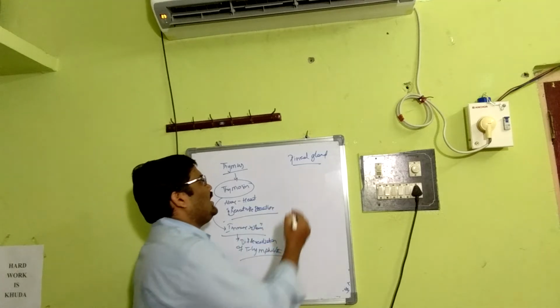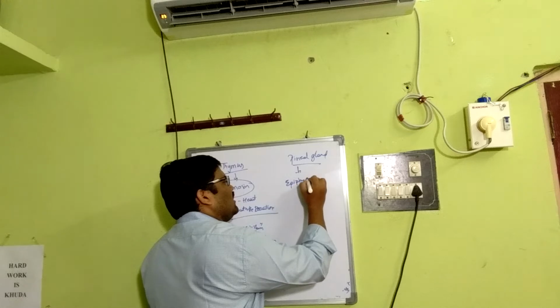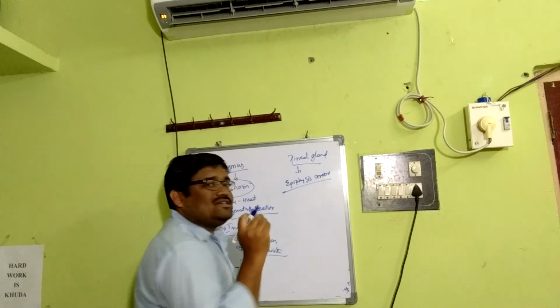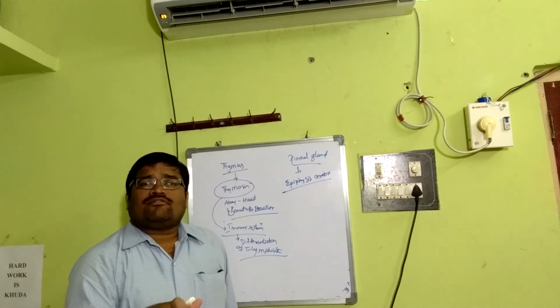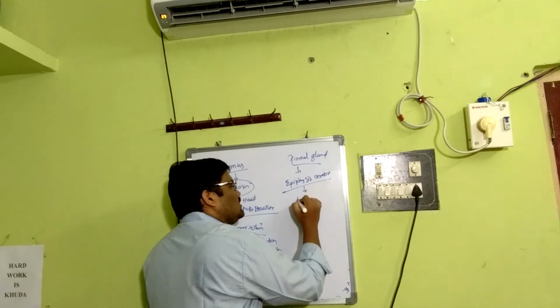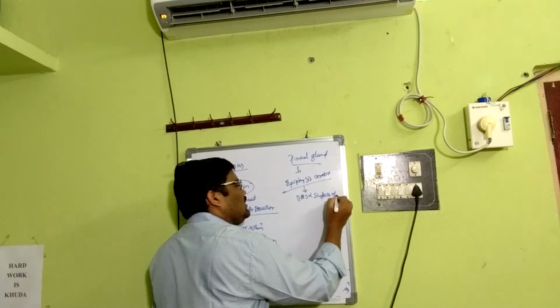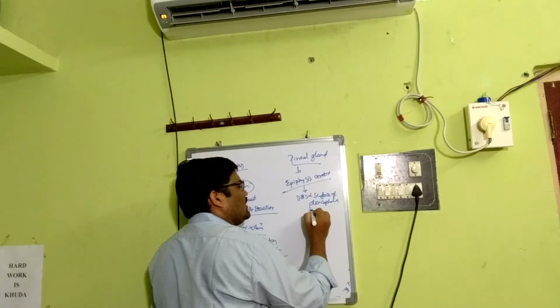Then the pineal gland, epiphysis cerebri. It is present on the dorsal surface of the diencephalon. The diencephalon is one part of the forebrain or prosencephalon. It secretes melatonin.